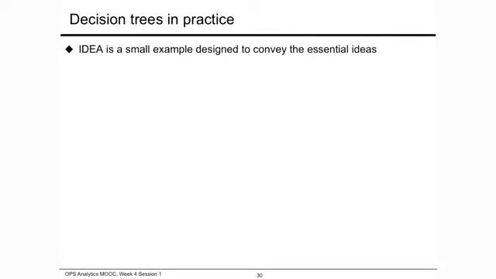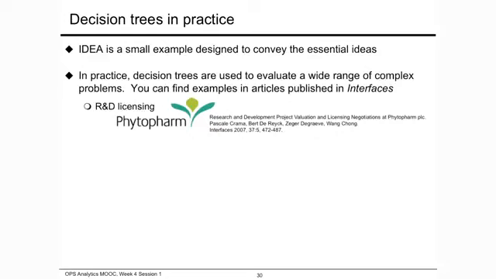One example would be in research and development licensing. For example, there's an Interfaces article on Phytopharm, which was deciding whether to keep developing its products or to license them. Eventually, Phytopharm was actually bought out by another pharma company.